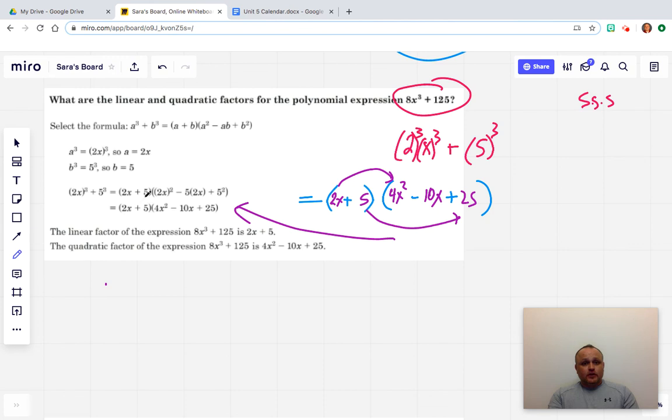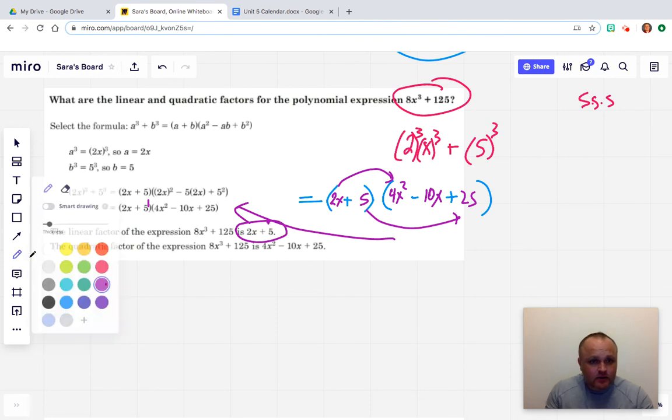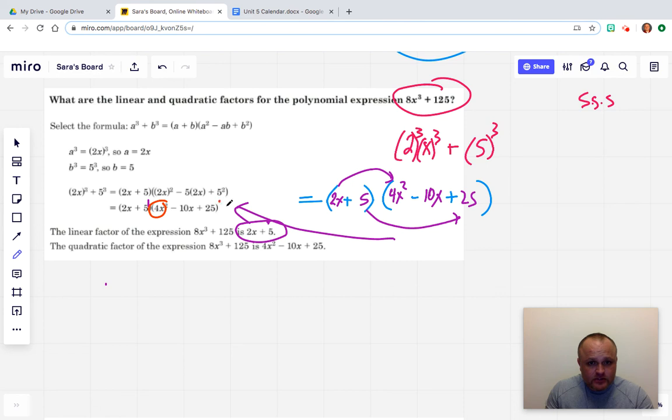So the linear factor, which means it's to the power of 1, is 2x plus 5. And the quadratic factor, which means this x squared, yes, it's to the power of 1 here, but it still simplifies out to an x squared term, which is right here. All that is the quadratic factor.